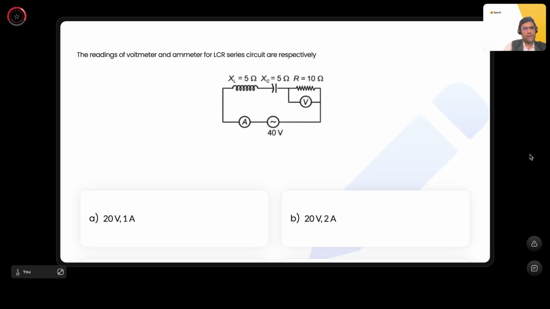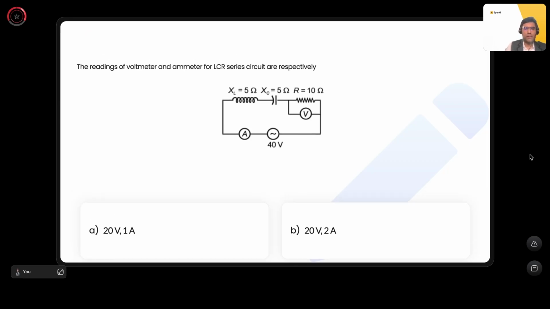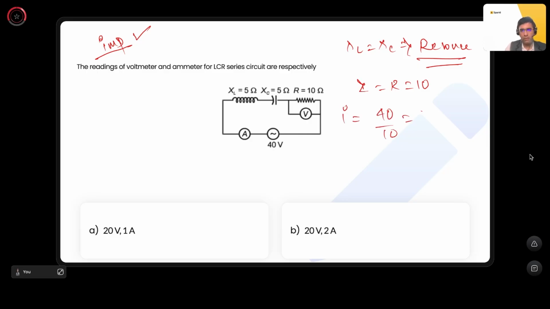Again, an LCR circuit, the readings of the voltmeter and ammeter of an LCR circuit. It's a favorite of NEET. It's very important. Solve as many LCR circuits as you can. Okay. So here XL is equal to XC. The circuit is at resonance. When the circuit is at resonance, what will happen? The Z will be equal to R, it is 10. So current will be 40 upon 10 and it will be 4 amperes. Okay. And what you have to find out? Volt. So V equal to I into R. So it will be 40 volt. All right.